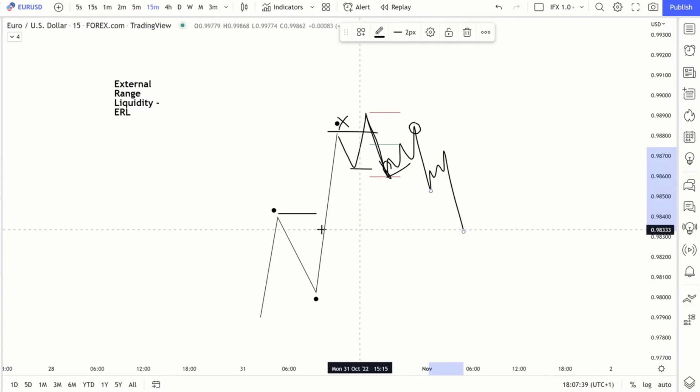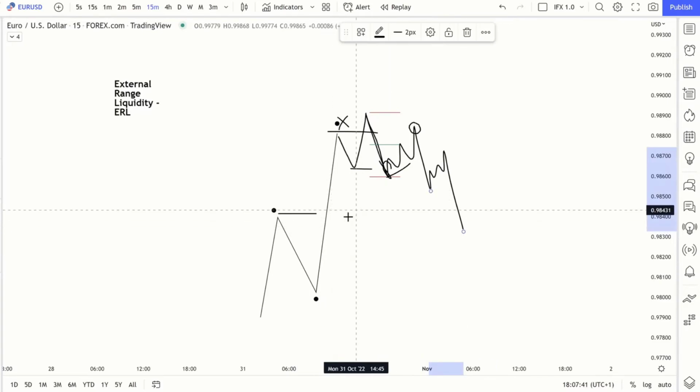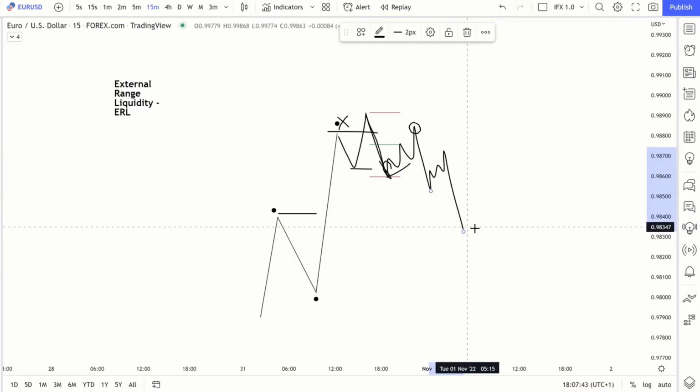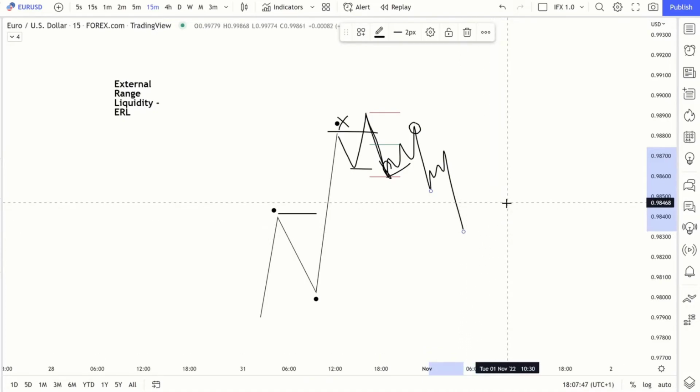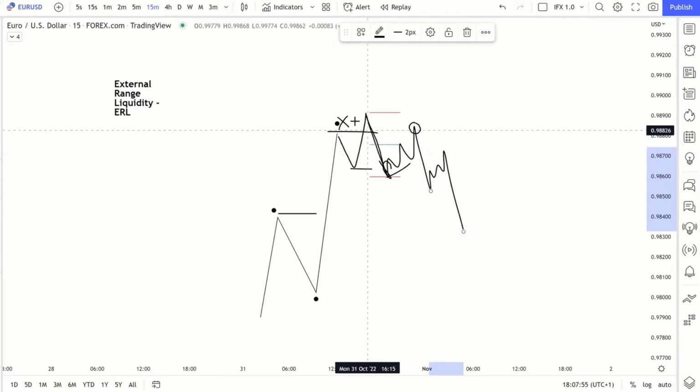Now, of course, don't lose track of the fact that right now we've mitigated into discount, at which point you could potentially start to look to position in on your longs, depending on what the higher time frame is saying, etc. But essentially, in this video, if you see this external range liquidity sweep, all good. And if you miss this setup, that's okay. Just wait and see what happens next.